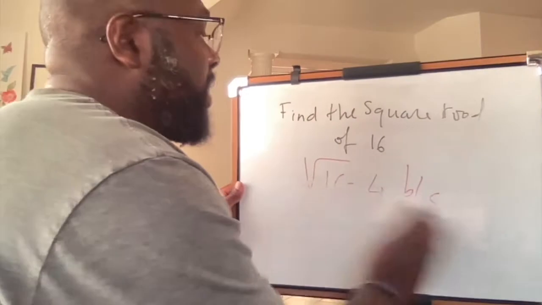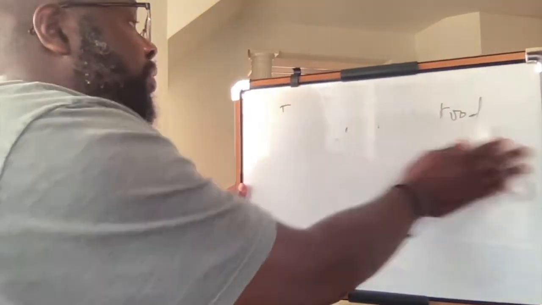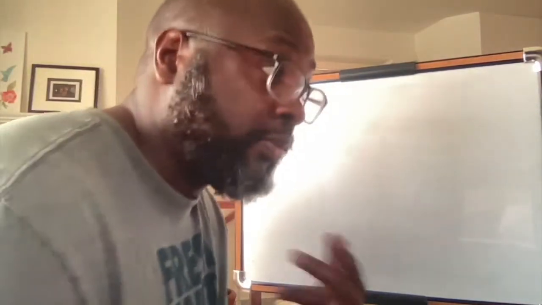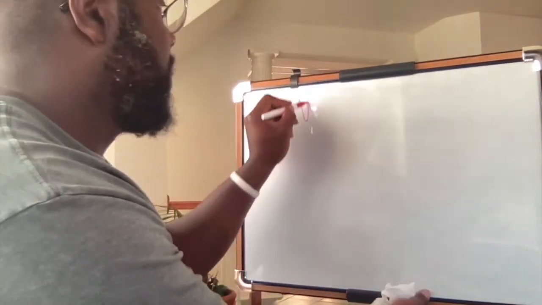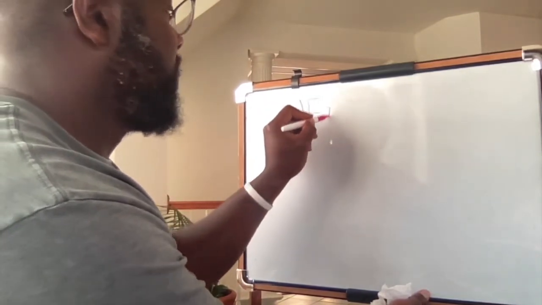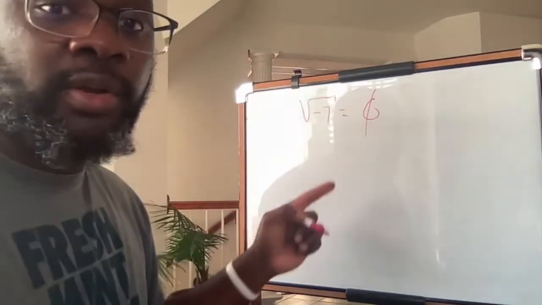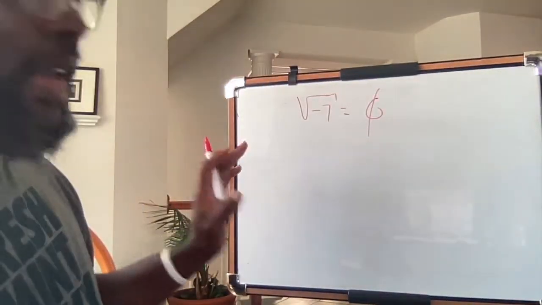Now let's learn some basic rules when it comes to square root. Rule number 1, we are dealing with real numbers. With real numbers, you cannot find the square root of a negative number. For example, square root of negative 7, that will not exist. You can't have that because you can't have the square root of a negative number.